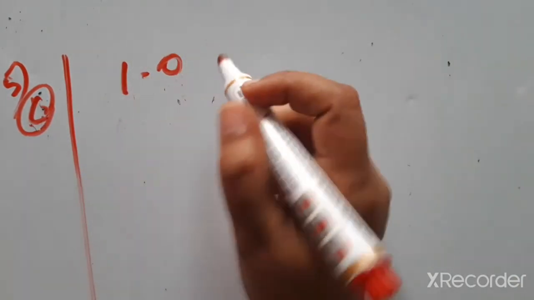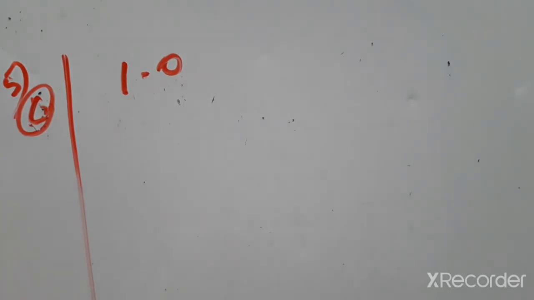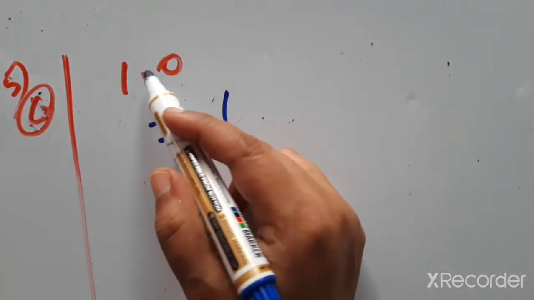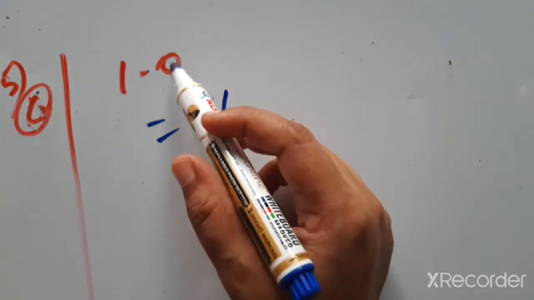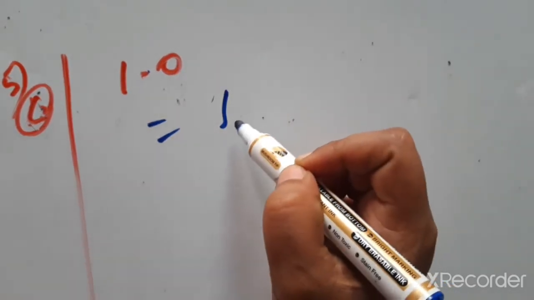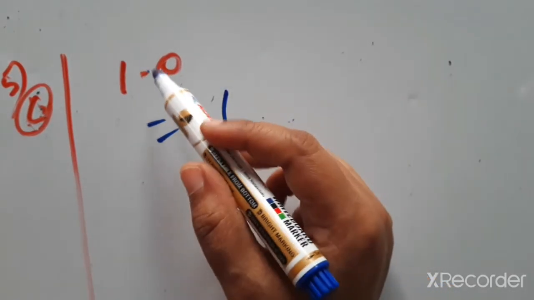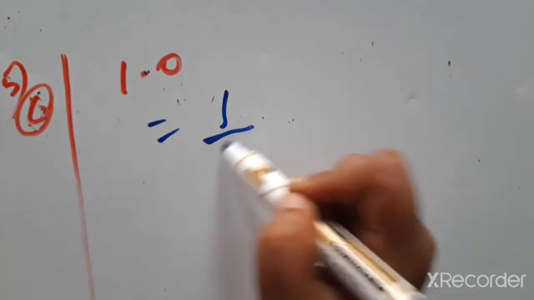Now next, C, 1.0. 1.0 means we can directly write the answer as 1: before the decimal point is 1, and 0 means 1 by 0 is 1 only. So the answer is 1.